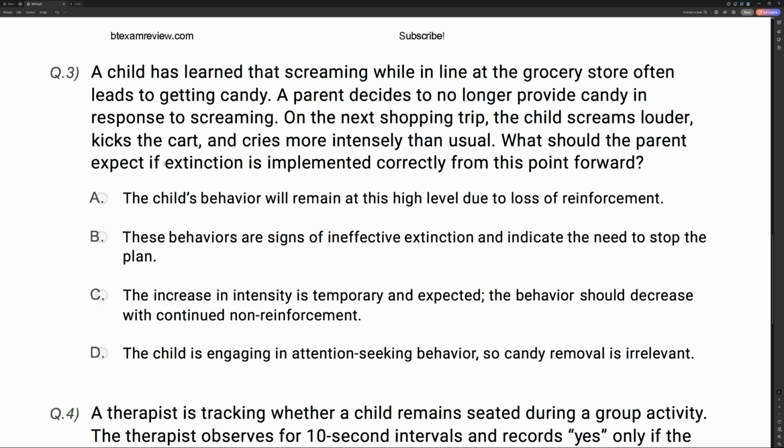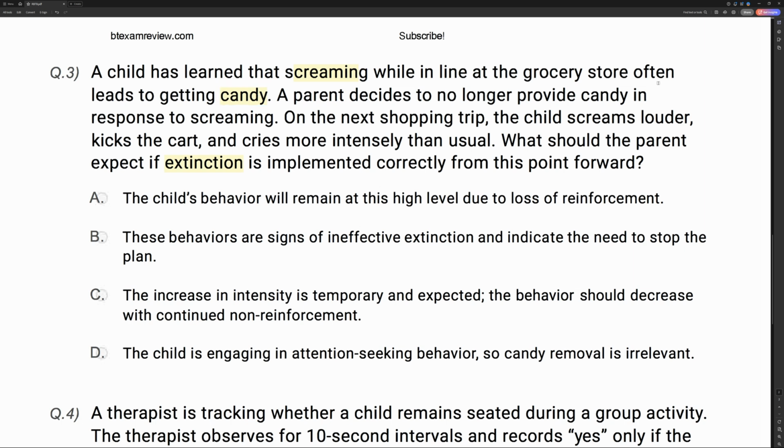So we have an extinction question. With extinction, we're withholding reinforcement for a previously reinforced behavior. In this case, the child screams to do what? To get candy. So the function of the behavior is tangible. And when we're doing extinction, function is very important because function is going to tell us what we need to withhold. So if the child is screaming to get the tangible candy, we've got to withhold the candy.